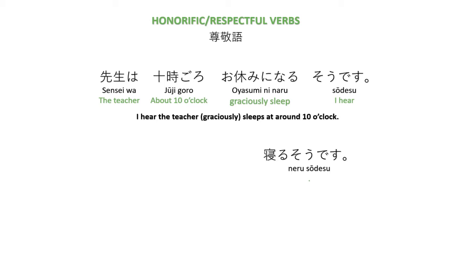Again, when we use oyasumi ni naru, we give respect to what the teacher did, in this case, sleeping. Instead of just saying 10時頃 neru so desu, which is basically polite, when we feel that we respect the teacher, we use oyasumi ni naru. Naru, because it is followed by so desu, and the verb followed by so desu must be in the casual form. Oyasumi ni naru is the casual form. Oyasumi ni naru so desu. I hear the teacher graciously sleeps at around 10 o'clock.